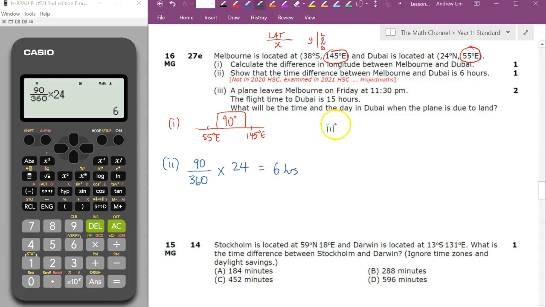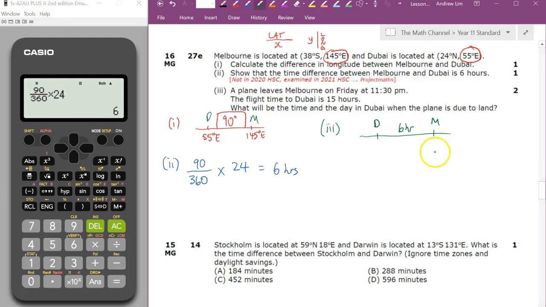Part 3. The plane leaves Melbourne on Friday at 11:30 p.m. The flight time to Dubai is 15 hours. So, if I were to draw this out, can you see here, Dubai is 55 degrees east. If we have a look at this, you can see that Dubai lies on the left, Melbourne on the right. So I'm just going to write Dubai here, Melbourne here. We know that there's a 6-hour difference. We calculated that in part 2.